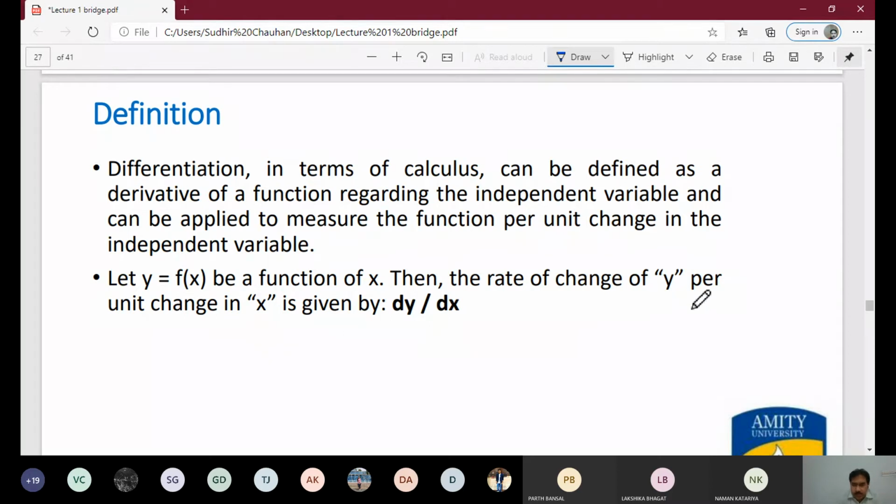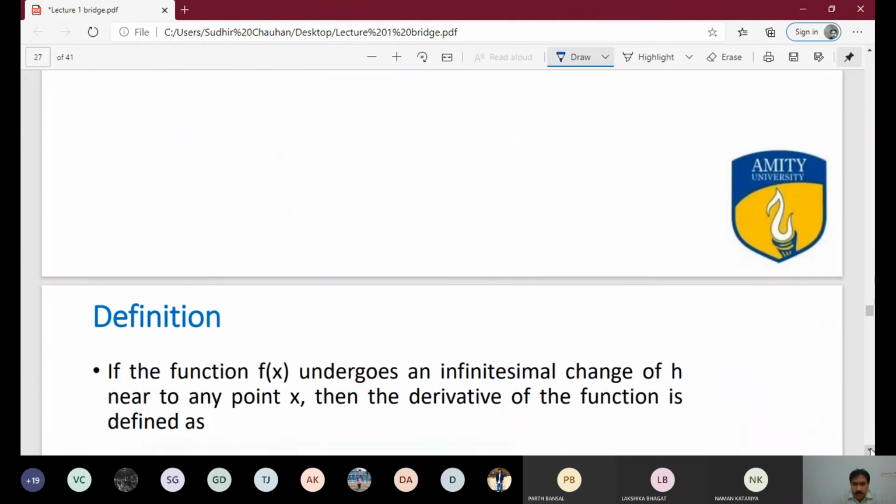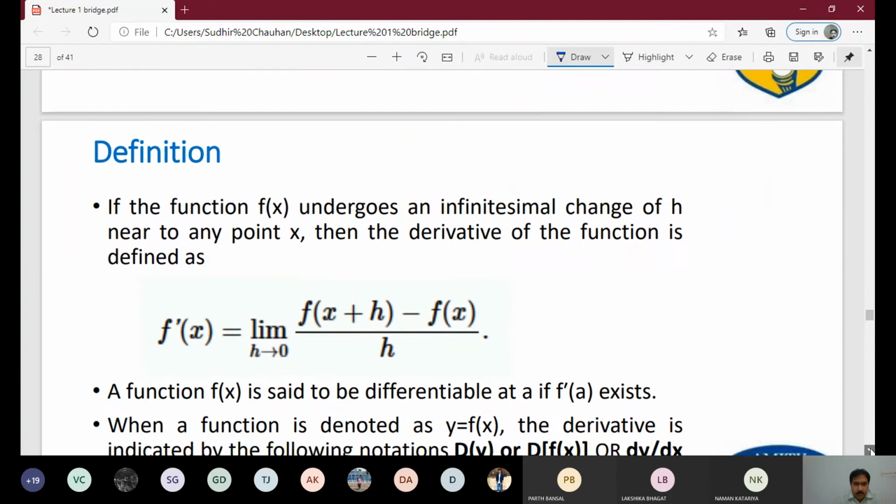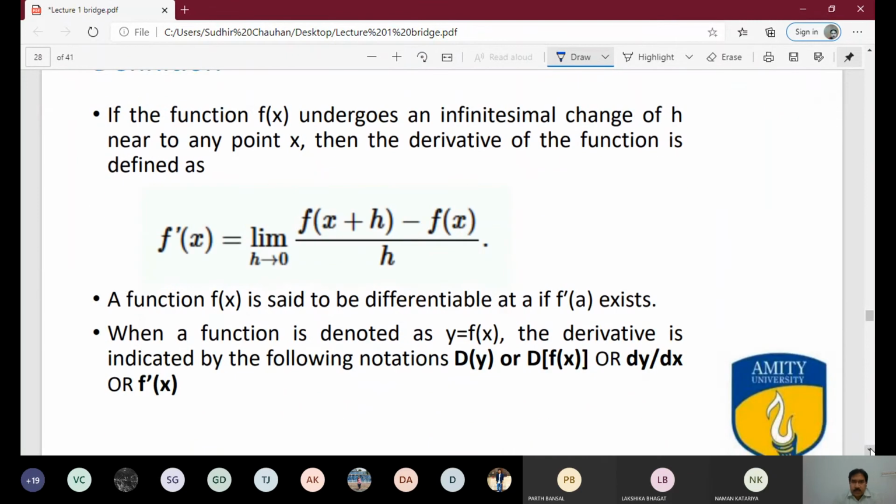So there are so many notations to denote this. If the function f(x) undergoes a change of h near any point x, then the derivative of the function is defined as f dash x. So we can take, according to h, limit h tends to 0 of f(x plus h) minus f(x) over h. So the function is said to be differentiable if f dash a exists.